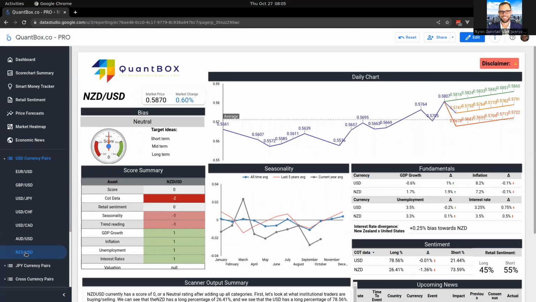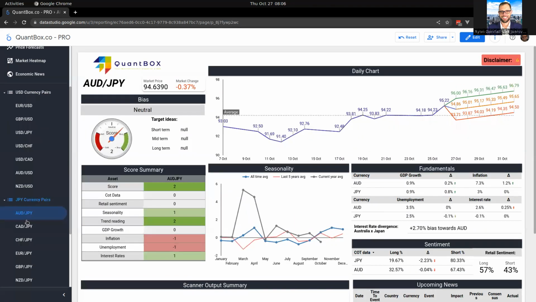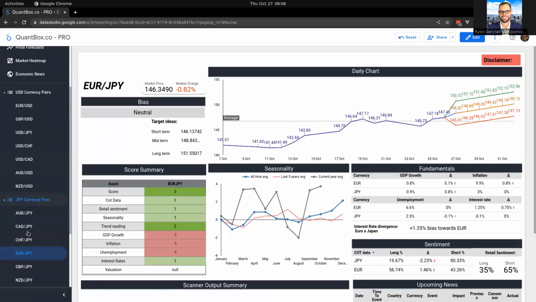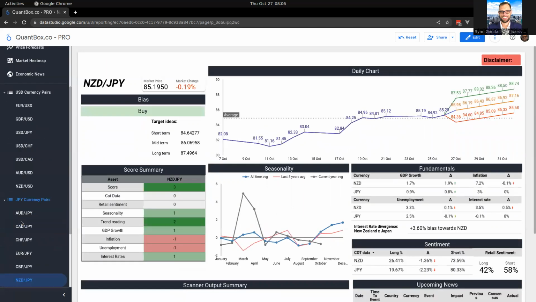New Zealand dollar versus the US dollar is coming through at neutral. You can see quite a few positive changes here fundamentally. COT is still -2. Japanese yen pairs are still coming through neutral across the board, except for Kiwi yen, which is still showing a buy.